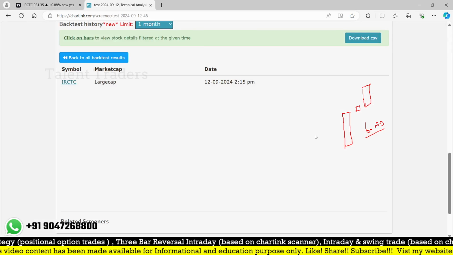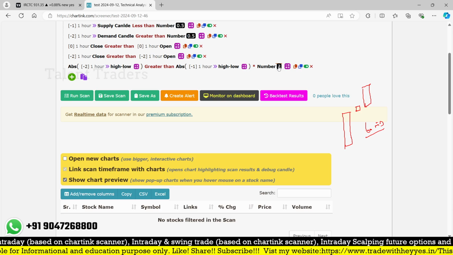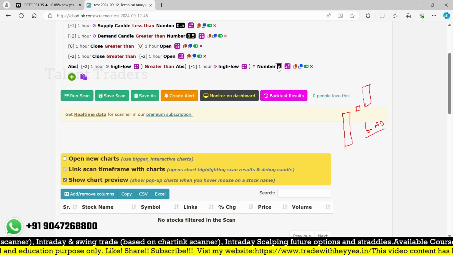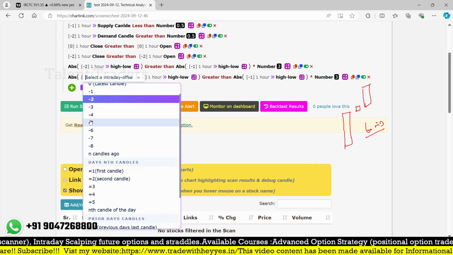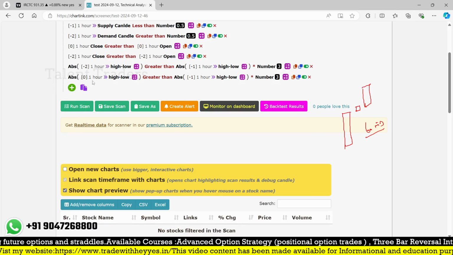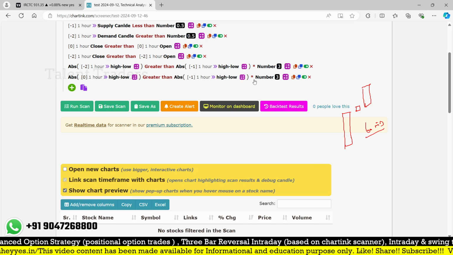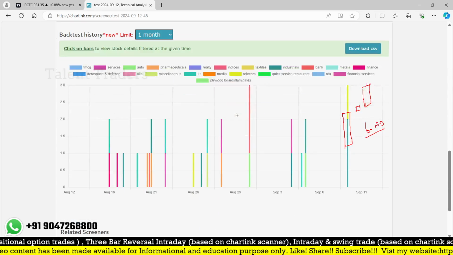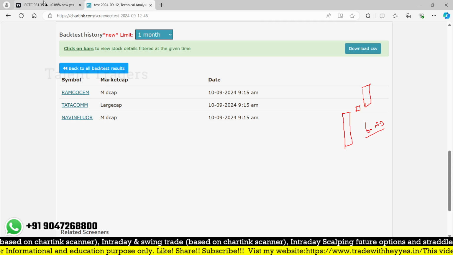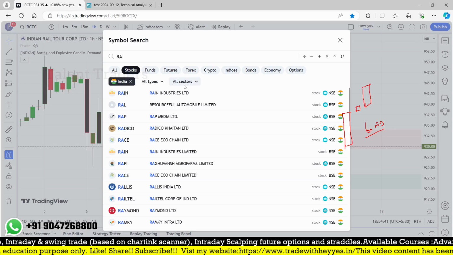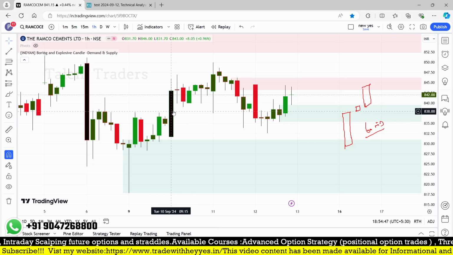Whenever we have to adjust this, we will get results, and we can also create it with the same pattern and the same conditions. Let me try. So current 1 hour candle, current candle minus lows greater than -1, minus lows than number 3. Let me check. We have a few stocks: Ramco Cements and Tata Communication at this time. Ramco Cements, let me check.